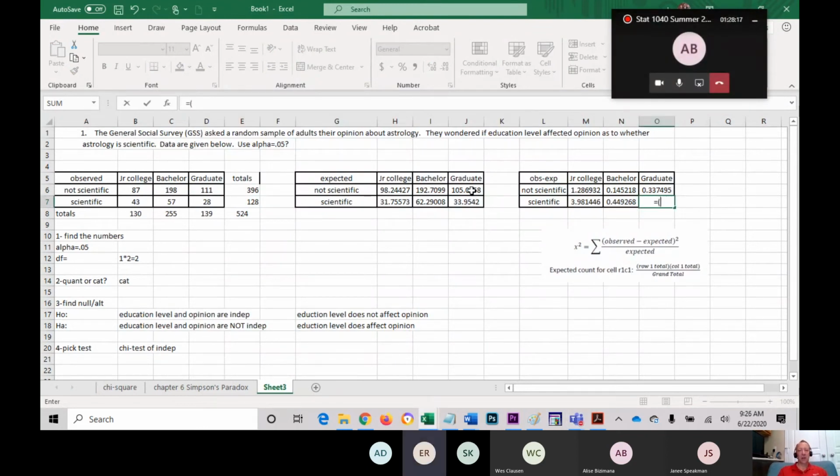So this one is going to be 28 minus 33.9542. 33, sorry. You square that, and then you're going to divide it by the 33.95. Okay. All right, Allie, I think it's your turn again. What do I do next?